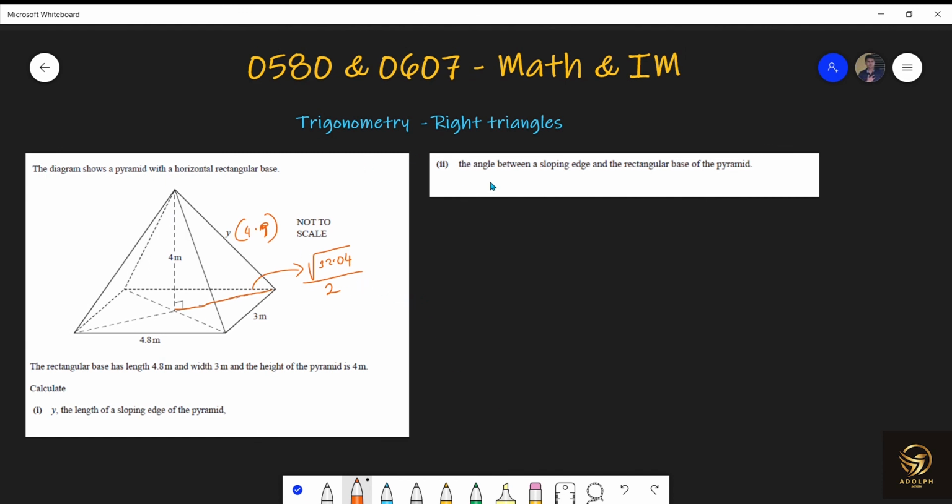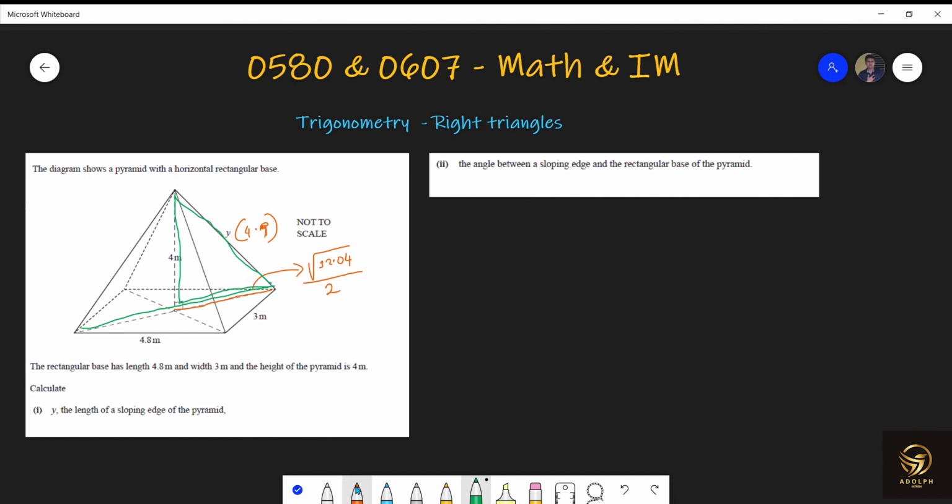This problem has one more subdivision, that is, we have to find out the angle between a slope edge and the rectangular base of the pyramid. Whenever you are going to find the angle between a slope edge and the rectangular base, if the base dimensions are given, then you have to consider the whole base diagonal for calculation. But here we cannot take the whole diagonal, because when we relate this to a right angle triangle, we can consider only this triangle. In the previous problem we got the answer for x as 32.04 divided by 2, and the y value finally we calculated as 4.9. So by using that only we are going to calculate this angle.